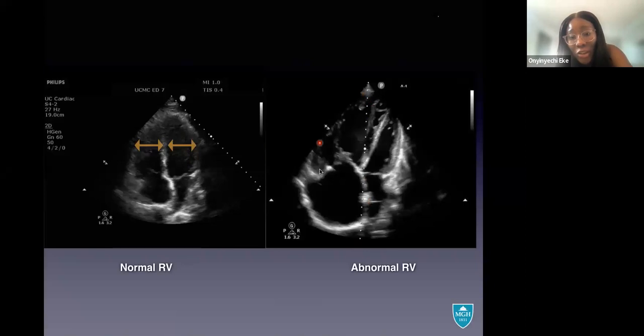We see here the right ventricle looks considerably large. The left ventricle looks small. We see the right atrium also looks large. So this might be in a patient who's had chronic disease, either from pulmonary hypertension or something else. But we can see that this is abnormal. This looks considerably bigger than the left ventricle.